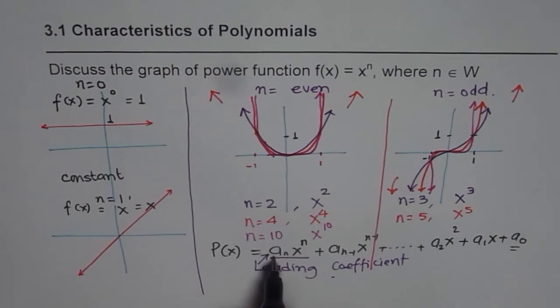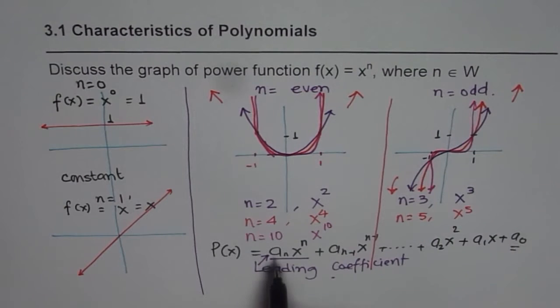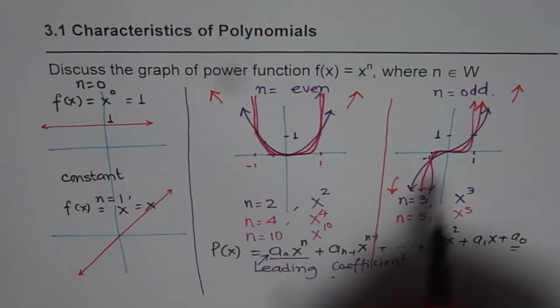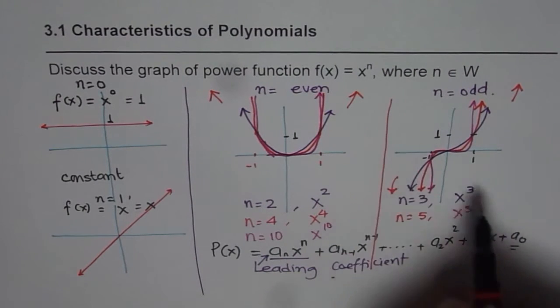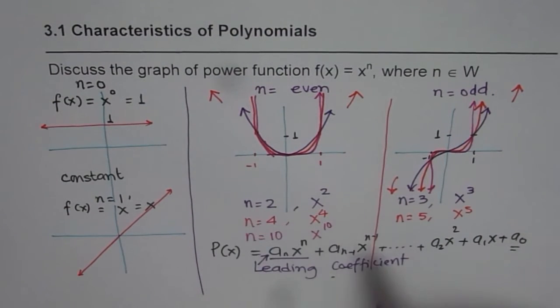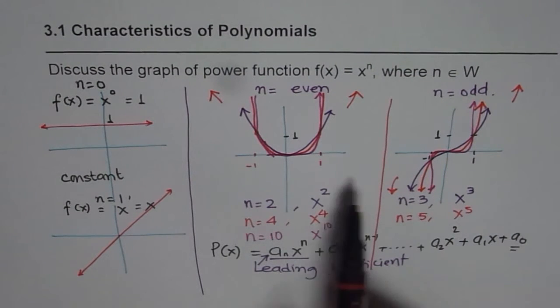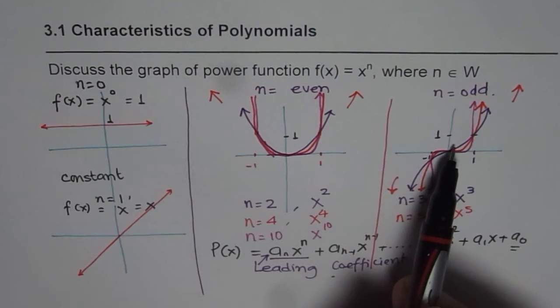If the leading coefficient is positive, the right side is up, as we have. But if the leading coefficient is negative, the right side will be down. So for odd, it will flip: opposite ends, right side down. But for even, both down if the leading coefficient is negative, right? So with these combinations, we have different kinds of polynomial characteristics. We'll explore this as we move on, but do remember that we have exceptions to these rules.